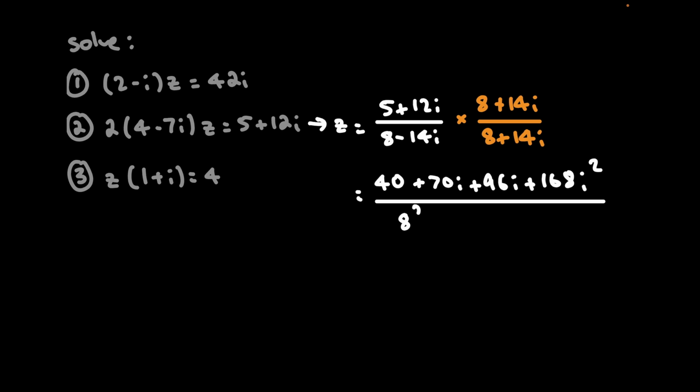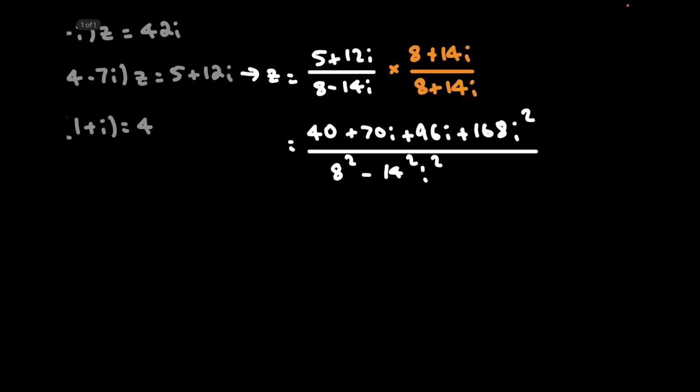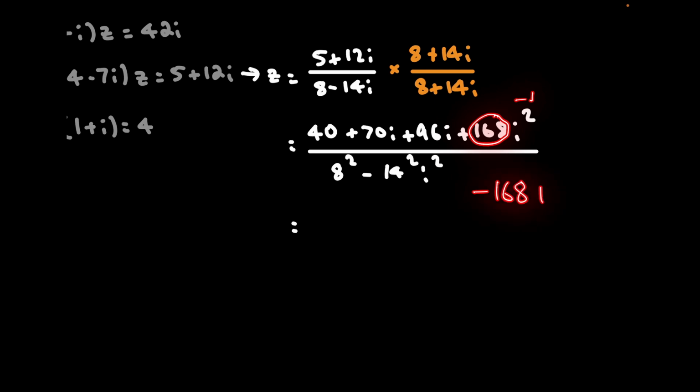So in this case, it's the same as 8 squared minus 14 squared i squared. So let us now clean this up a bit. On the numerator, we can see that 70i and 96i will add to 166i. And then we can see 40 plus 168i squared. i squared is the same as minus 1 times 168 is minus 168. So if we add 40 to this, that's really just the same as minus 128.